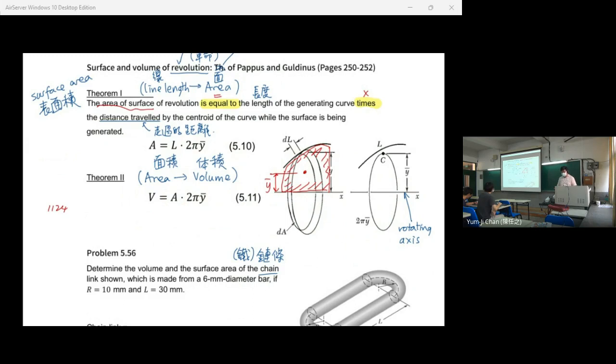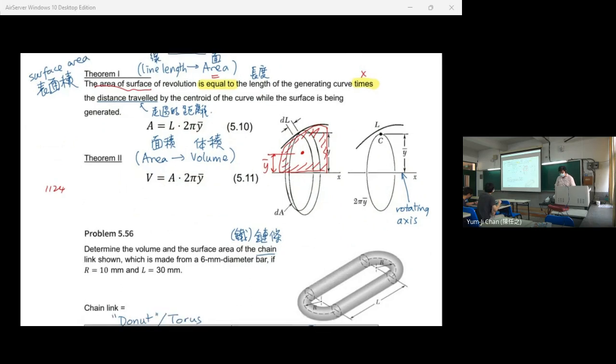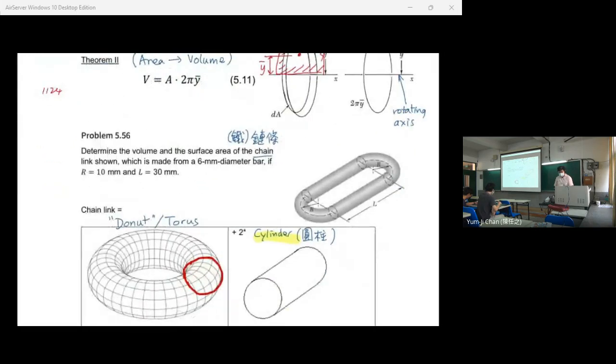So let's take a look at an example here. Determine the volume and surface area of the chain link shown here, which is made from a 6 millimeter diameter bar. The diameter is 6 millimeter, R is equal to 10 millimeter and L is equal to 30 millimeters.